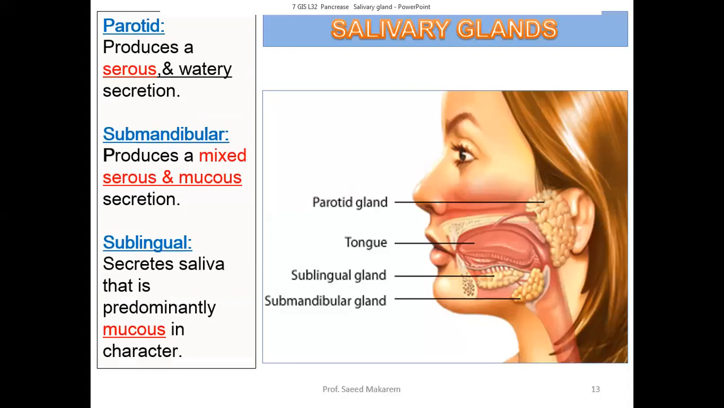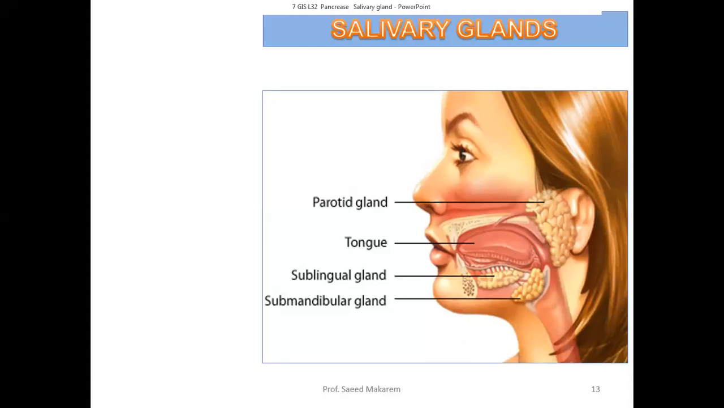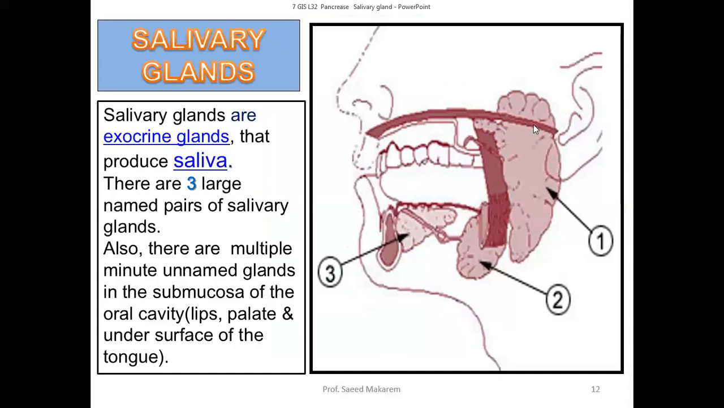So the salivary glands are divided into three: the parotid, submandibular, as well as the sublingual. As you can see here in this picture, this is the large gland. This is called the parotid. This is the submandibular gland, and this is the sublingual. Sublingual, sub means below, lingual means tongue. So below the tongue, so this is the sublingual. Submandibular, below the mandible, so this is called submandibular, and this is the parotid.